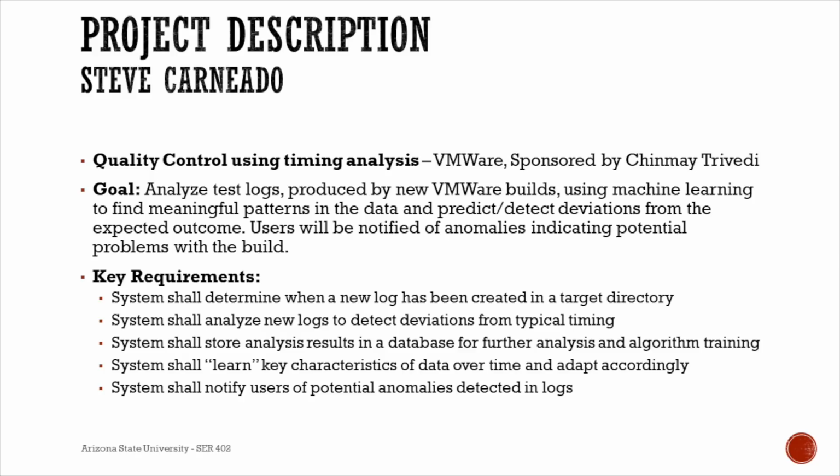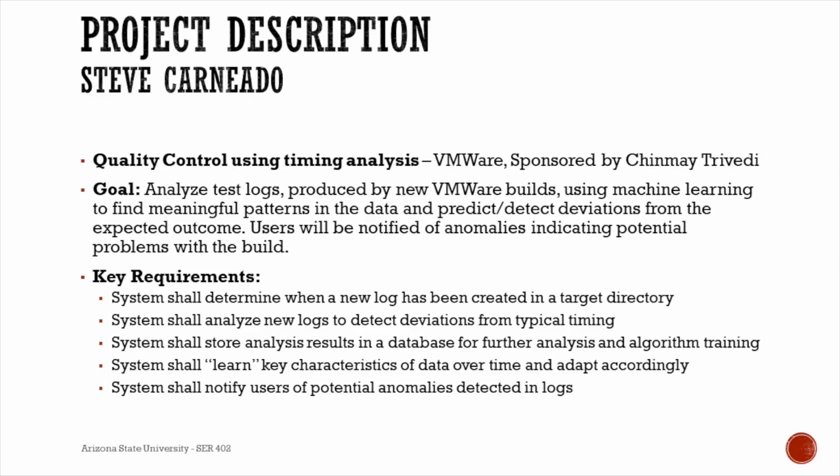Fortunately for us, since the last project review, the main requirements for the program have not changed, although the implementation of it has changed a little bit. Basically, the key requirements of our system are to monitor a target directory looking for new log files. When we detect a new log file, we will parse it and get the different timings. At that point, we will send it to our analysis. The analysis will use the data to learn the new characteristics of good and bad data, as well as to detect failures within the log file or deviations from normal timing.